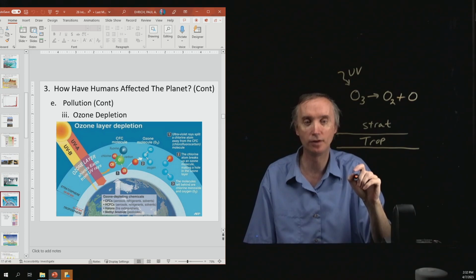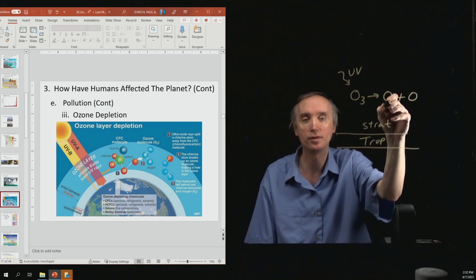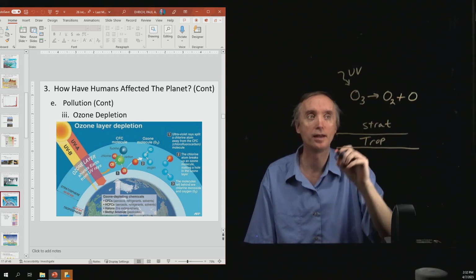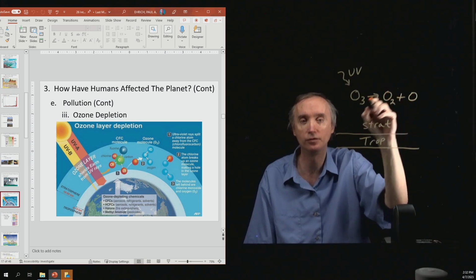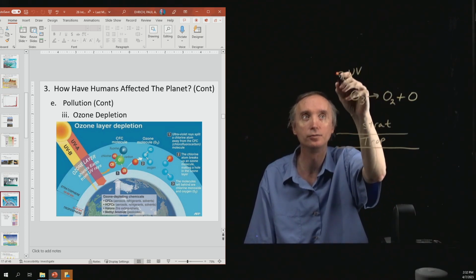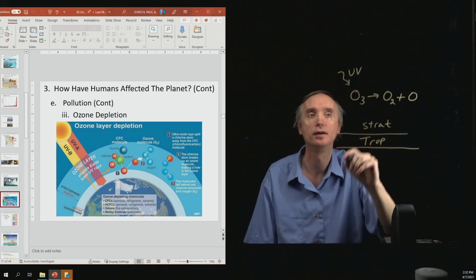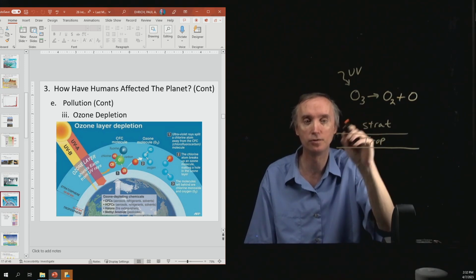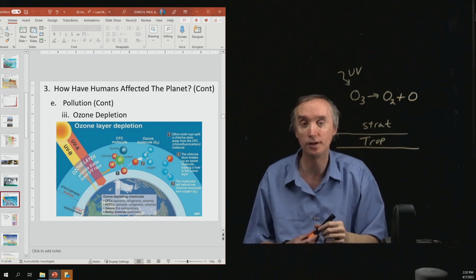Now eventually, what will happen is the oxygen will recombine with the O2 to make ozone. And when it does that, it's going to give off infrared light, heat. So ultraviolet, which is bad because it gives you skin cancer and causes cataracts, is going to be converted into heat as a result of the ozone layer. So it protects the Earth from ultraviolet radiation.